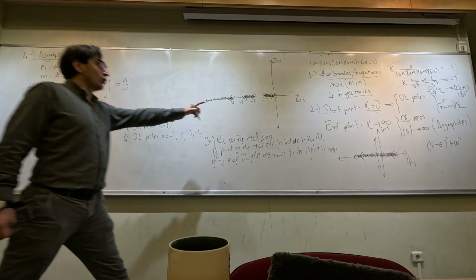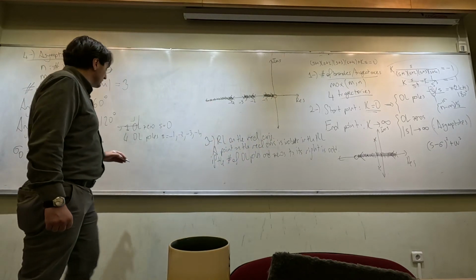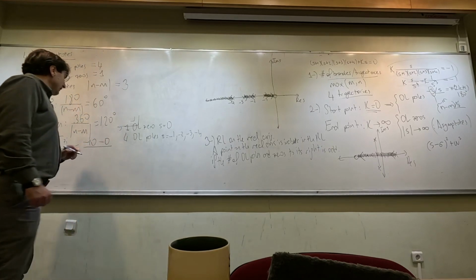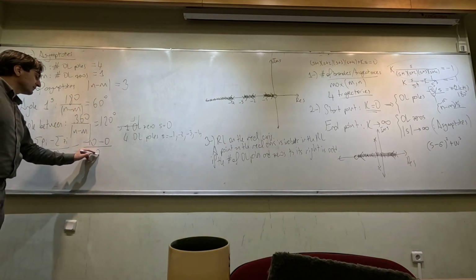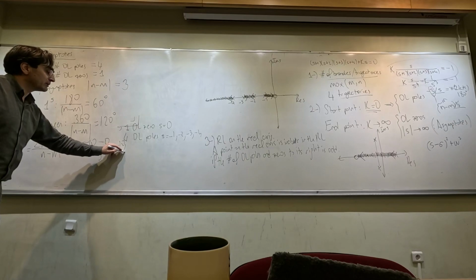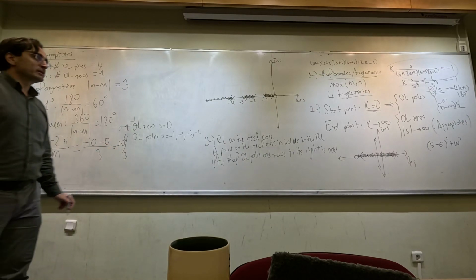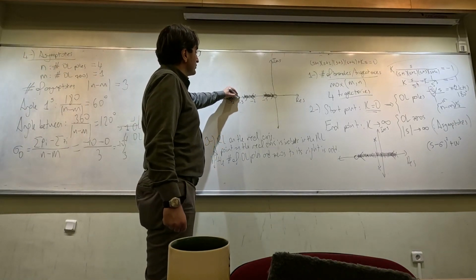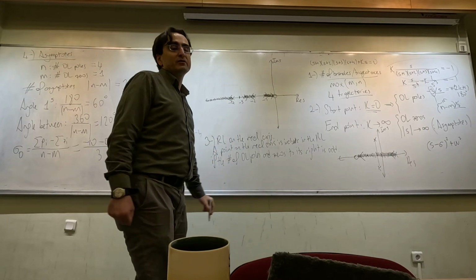Minus the summation of the open loop zeros. There is only one zero, which is 0, and that actually means that this is minus 10 divided by 3. Okay? So the intersection point of the asymptotes is given here at this point.